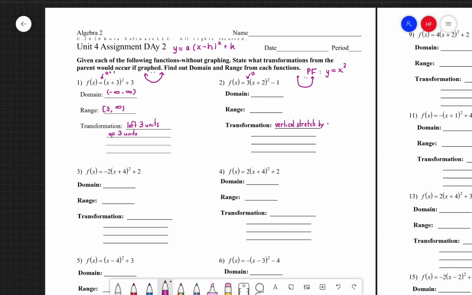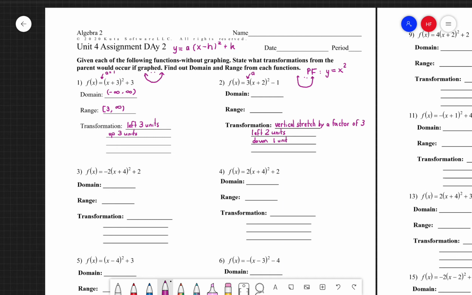by a factor of 3. Then the second thing that I see is different is that plus 2. Remember, on the inside, we go opposite. So plus 2 will mean that we are moving to the left. So we're moving left 2 units. And then minus 1 on the end, we take it as it is. Minus means down. So we're going to move down 1 unit.